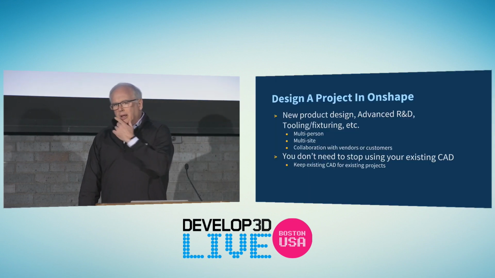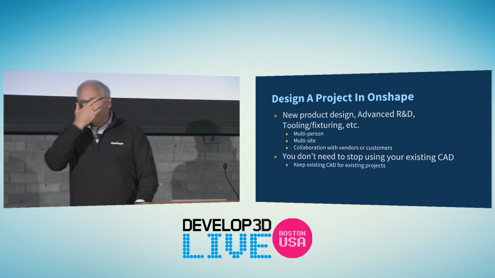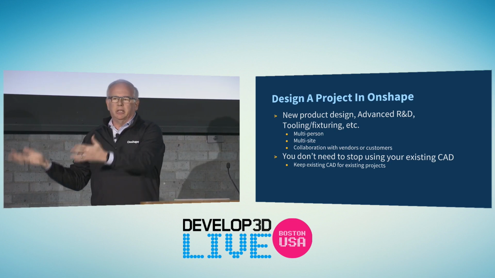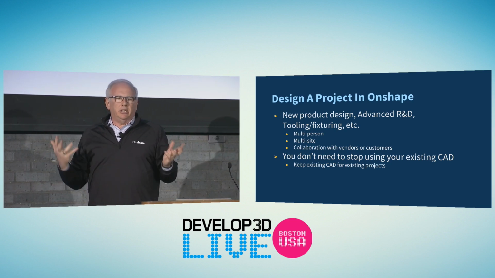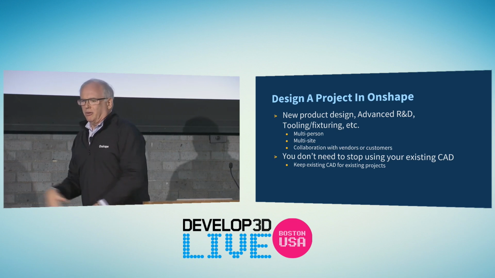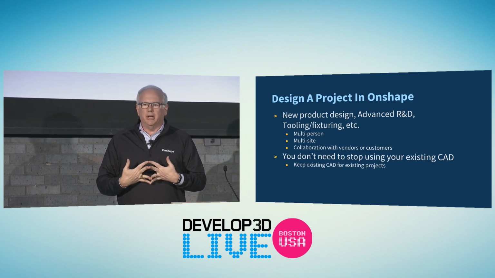And so my advice is design a project in Onshape. People ask me, John, I'm in the middle of a big project and I'm using SolidWorks or I'm using CATIA or whatever. What should I do? And the answer is, we don't expect you to tear out your old system and throw it away and put in a new one in the middle of a big project. That's not a very realistic plan, okay?